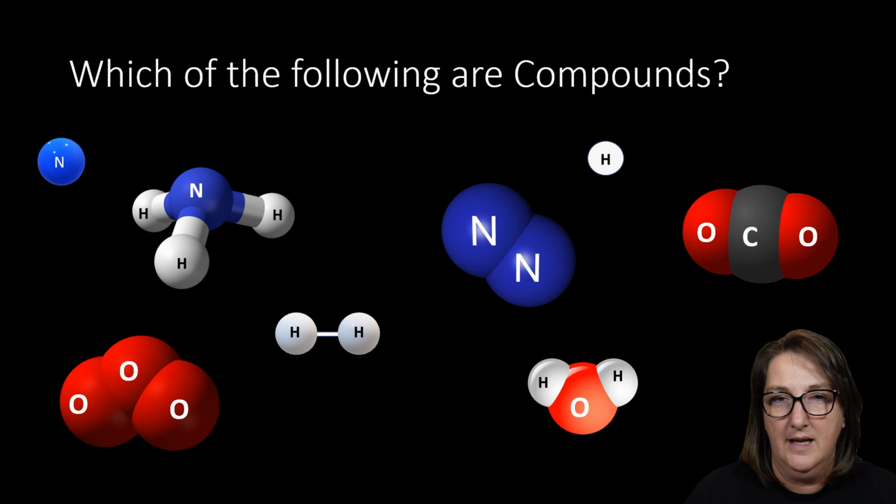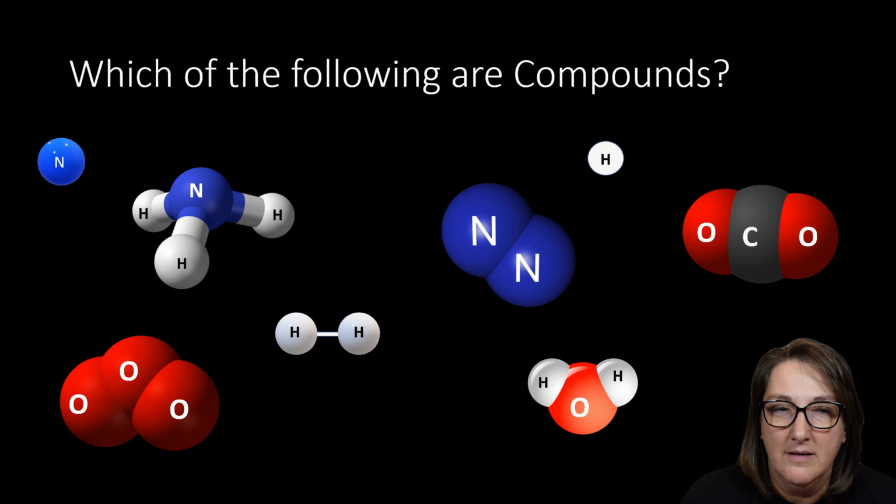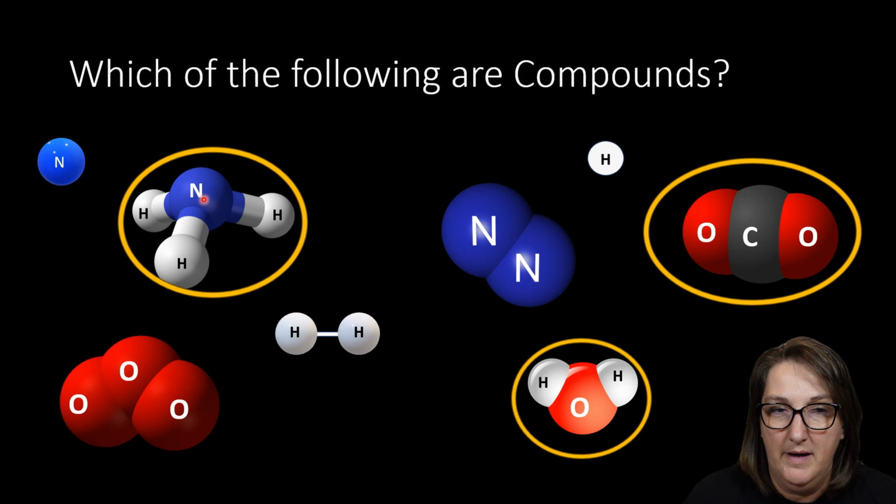So let's look at this. I want you to take a second and pause. And I want you to go back and let's refresh ourselves on a compound. Which one of these are compounds? These are compounds because I have different elements. I have nitrogen and hydrogen, oxygen and hydrogen, carbon and oxygen. These are compounds. Okay, these other ones are not because they're all the same element.